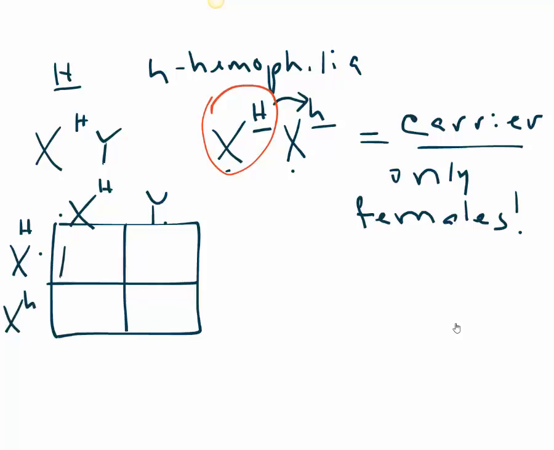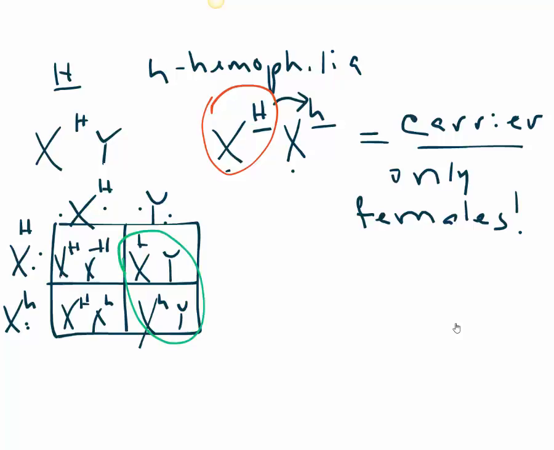When these two come together, we have X H, X H, and they just formed a girl. If these two come together, we have X capital H, X little h, another girl. If these two come together, we always put the X first, so it's going to be X H, Y. And these two coming together, we're going to have X little h, Y. So just like we would expect, we have 50% probability of being male and 50% probability of being female.